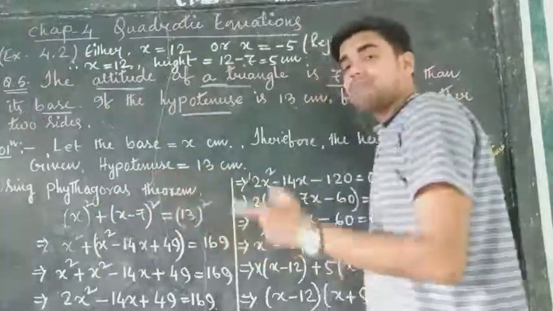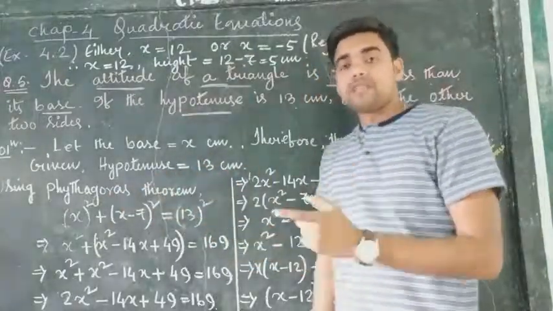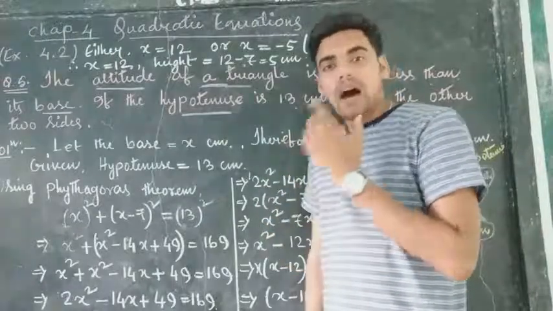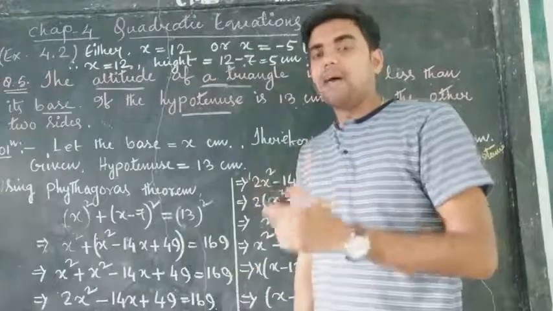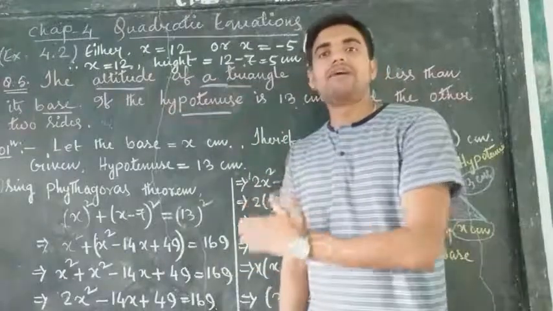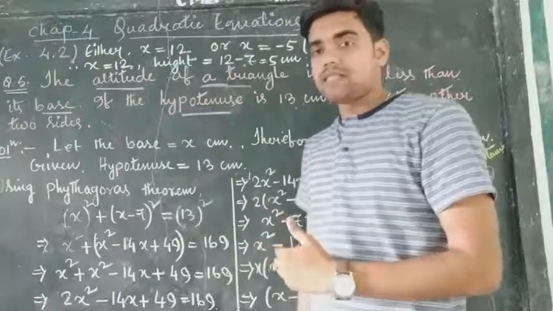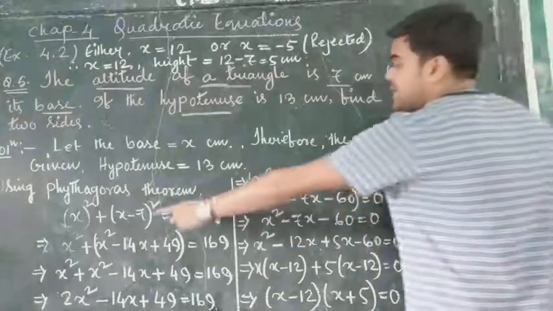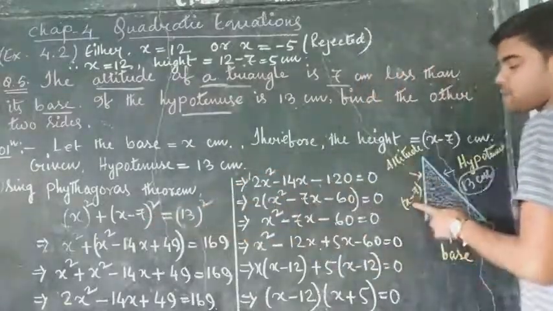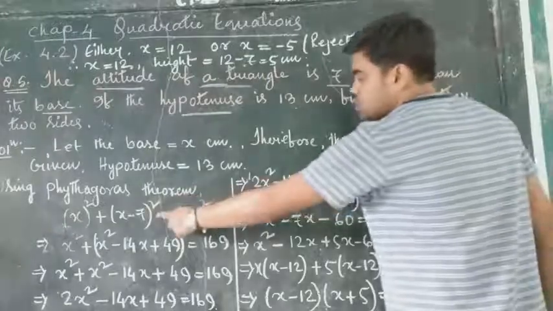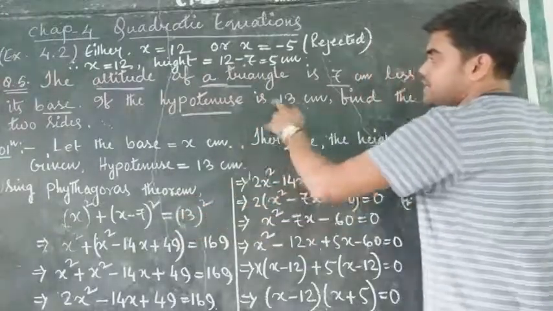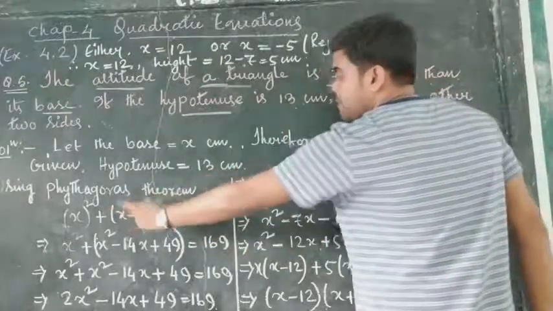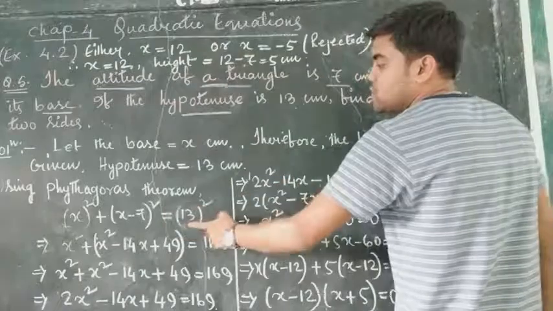What is the Pythagoras theorem? Base square plus altitude square equals hypotenuse square, isn't it? Altitude means height. This is our Pythagoras theorem. Here the base is x centimeter and the height, the altitude, is x minus 7. The hypotenuse is already given, 13 centimeter. So x square plus (x minus 7) whole square equals 13 square.